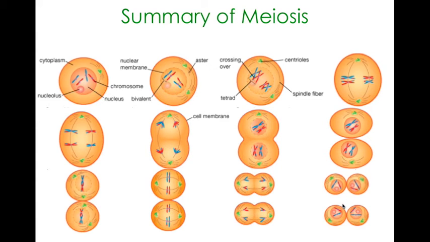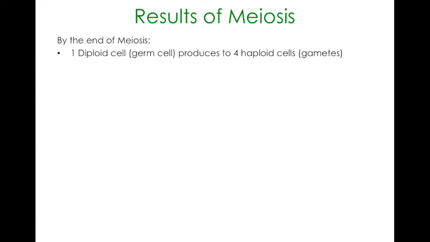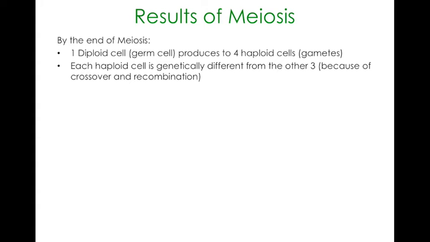Okay, so that's kind of how meiosis works, right? Now, in the end, what you've got is one diploid cell or a germ cell producing 4 haploid gametes. You've got 4 times the number of cells produced there. Each haploid cell is genetically different from the other 3 because of that crossing over and recombination.